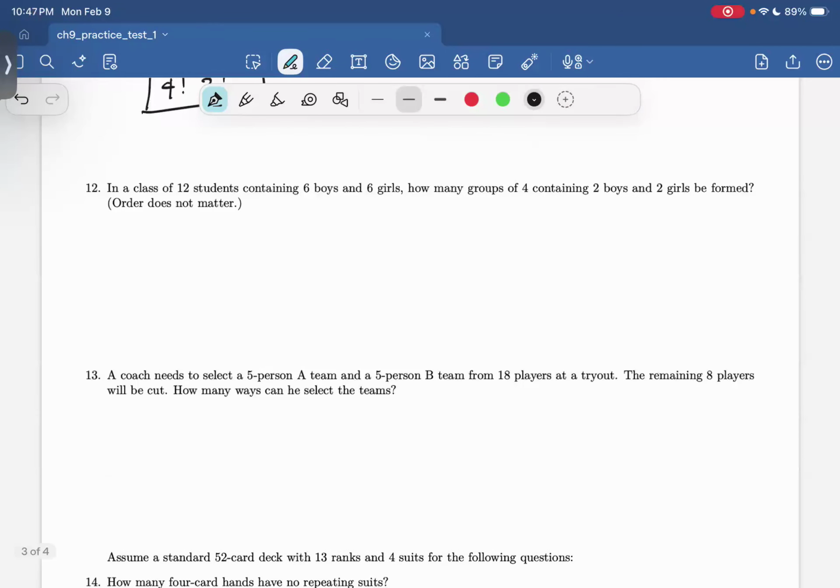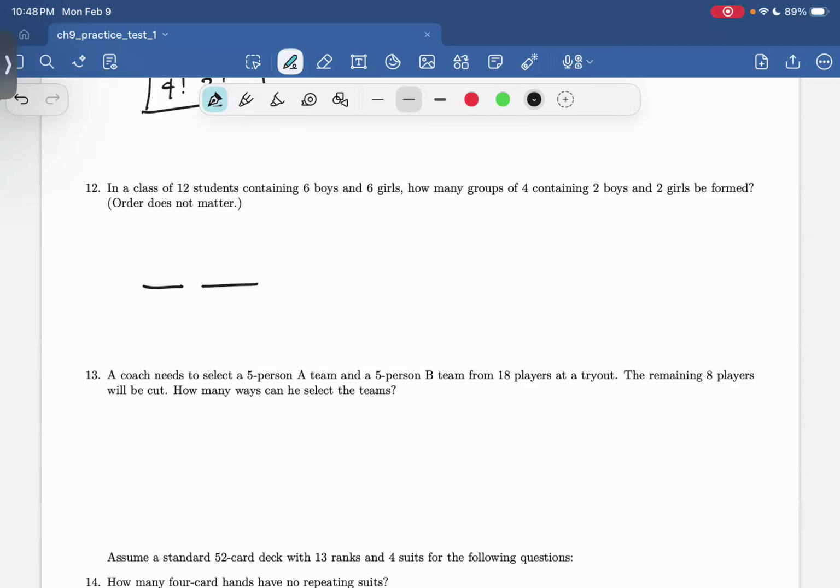Question 12. In a class of 12 students containing 6 boys and 6 girls, how many groups of 4 containing 2 boys and 2 girls can be formed? All right, so this is a more tricky counting question. And we need to remember that the order does not matter within the groups. So let me first think about how I can choose the boys, and then I'll think about how many ways there are to choose the girls. And then my final answer should just be the product of that.